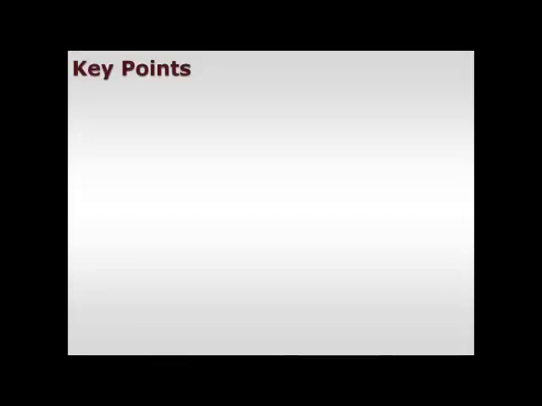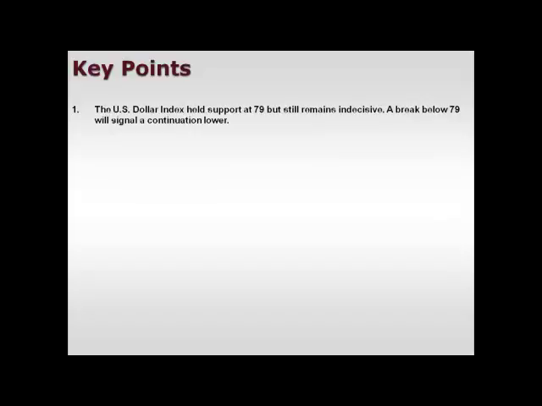Let's take a look at a few of our key points. First of all, the U.S. dollar index held support at 79 but still remains indecisive. A break below 79 will signal continuation lower. The CDD continues to meet with resistance at 100. A break above 100 should signal a bigger picture move higher.